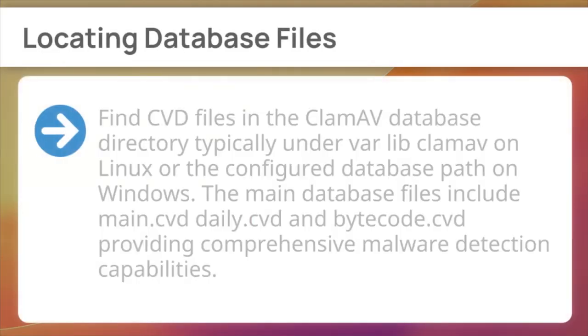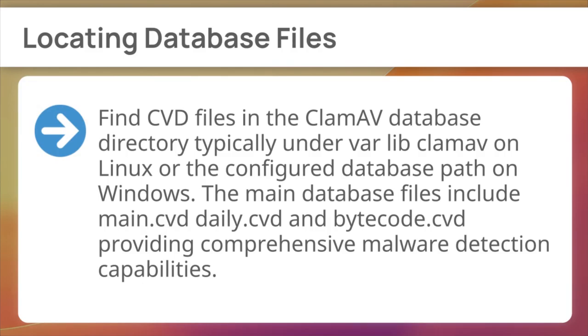First, locating database files. Find CVD files in the ClamAV database directory, typically under var libclamav on Linux or the configured database path on Windows. The main database files include main.cvd, daily.cvd, and bytecode.cvd, providing comprehensive malware detection capabilities.